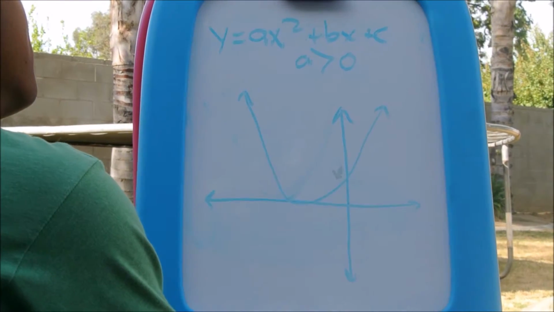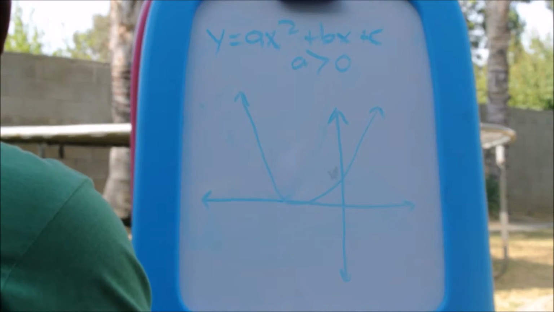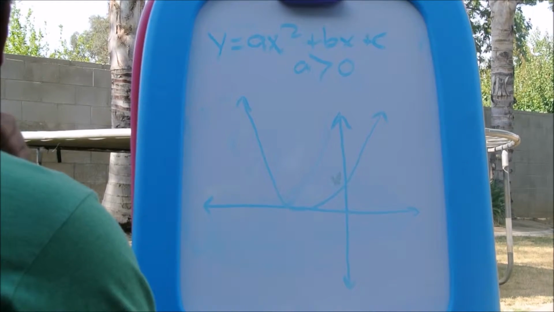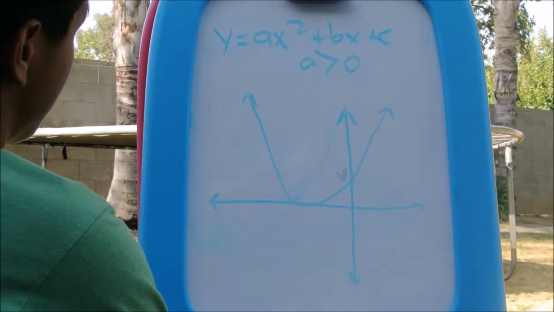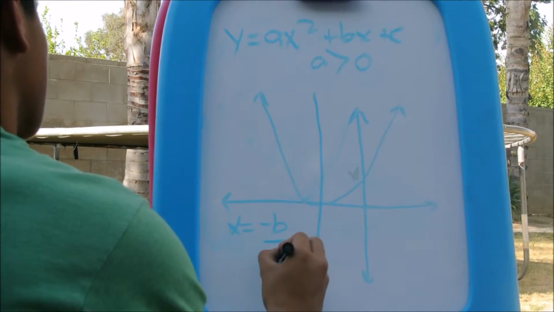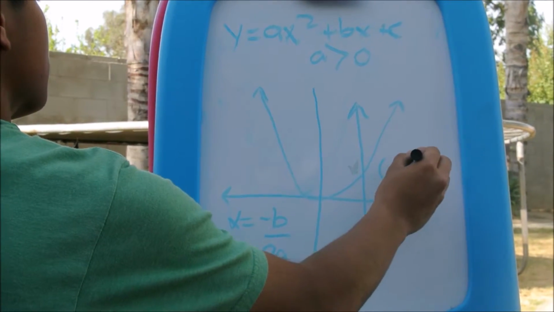Properties of the graph of y equals ax squared plus bx plus c. Characteristics of the graph: if a is greater than 0, it opens up. The graph is narrower, and the axis of symmetry is x equals negative b over 2a.